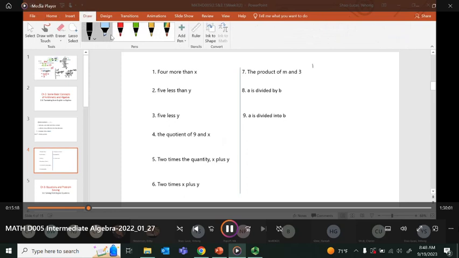Right. If you remember the example I gave you, say I have $5 and you have $2 more than what I have.